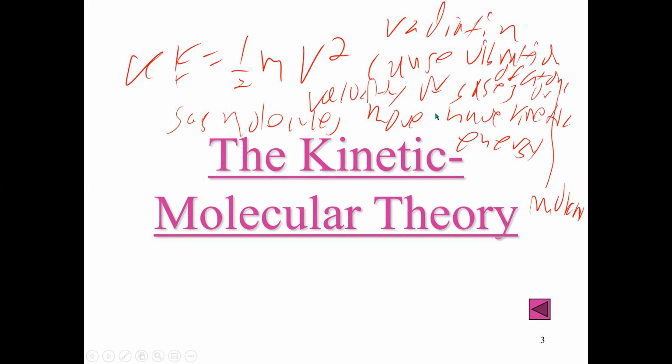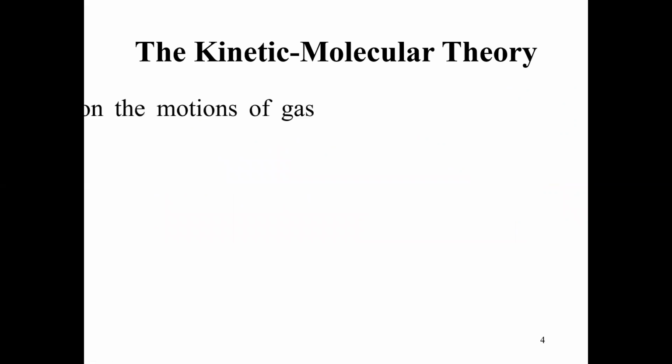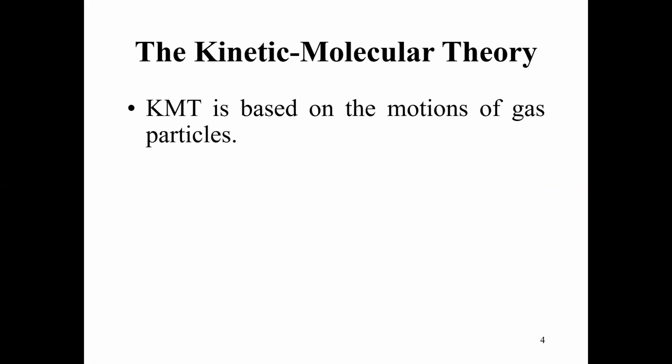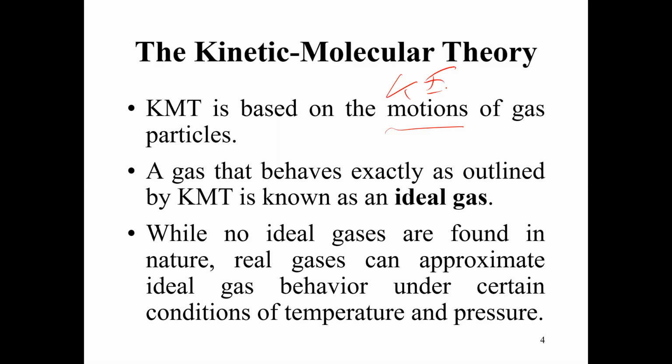So what I'm going to do now is go over the theory here so you can kind of see how this all works together, okay? The kinetic molecular theory is based on the motions of gas particles, and this is the kinetic energy, the KE that I was talking about before. A gas behaving exactly as outlined by KMT is known as an ideal gas. While no gases are found in nature, real gases can approximate ideal gas behavior under certain conditions of temperature and pressure. And basically it's very useful to use the model equation that is the ideal gas law, which is PV equals nRT. And that's what your book concentrates on mostly.